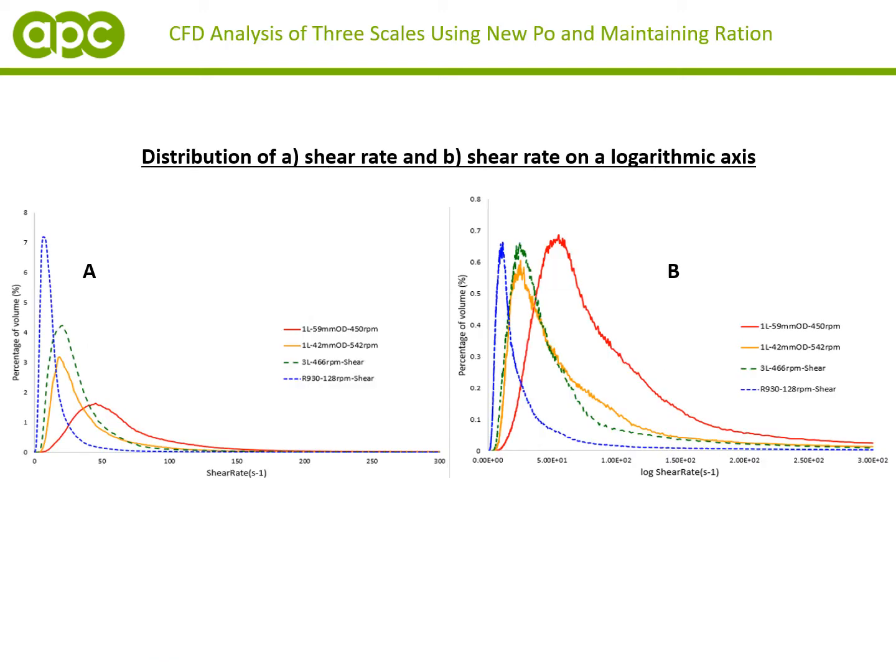So when we went back and re-examined the shear rates across the three different vessel configurations, with the new impeller diameter, you can now see that the shear rate much more closely matches that of the 3 liter and the plant scale reactor. So you can see the original shear rate distribution in red for the 59 millimeter impeller diameter at 450 RPM. And then moving to the left with the 42 millimeter impeller diameter at 542 RPM. They're now much more closely matched. And similarly, when compared on the log axis, you can see that they overlay very nicely with the 3 liter vessel, and they're very closely matched with the plant scale vessel.